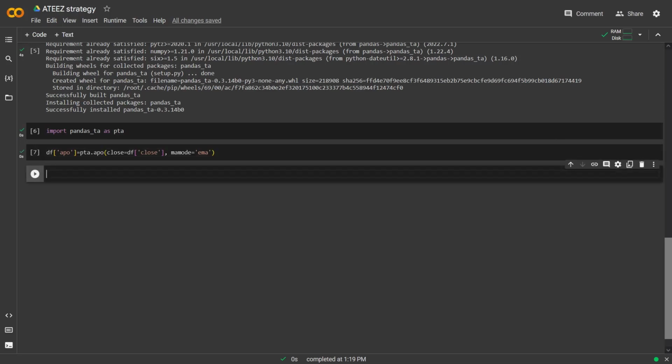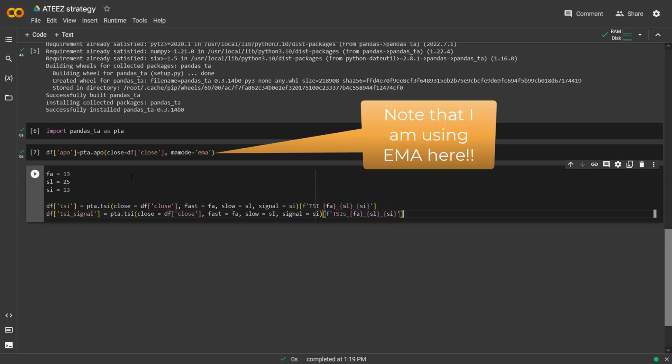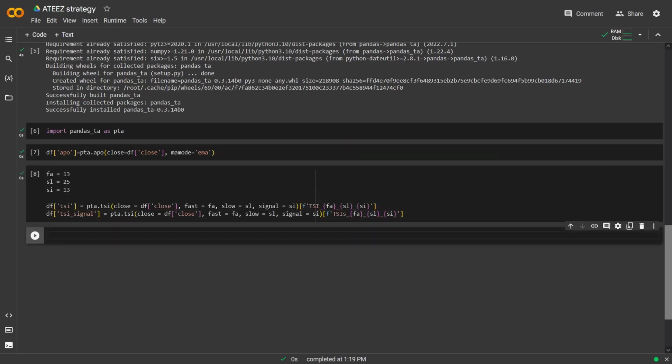And I will use the APO with its default values 12 and 26 to the data frame, like this. For the TSI indicator, I will have to use 3 values. And here I will use the same trick as with the Ichimoku indicator, where I define the indicator values in a variable. This way I can easily adjust these values if I want to later.